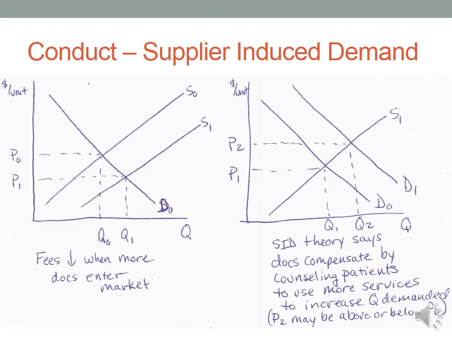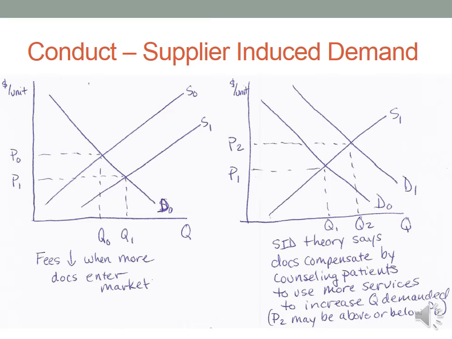That's on the left-hand graph. Anytime supply moves out, when demand is constant, you would expect quantity to go up and price to go down. And so the theory of supplier-induced demand is that physicians compensate for that by counseling their patients to use more services. They try to push up quantity to make up for the price.